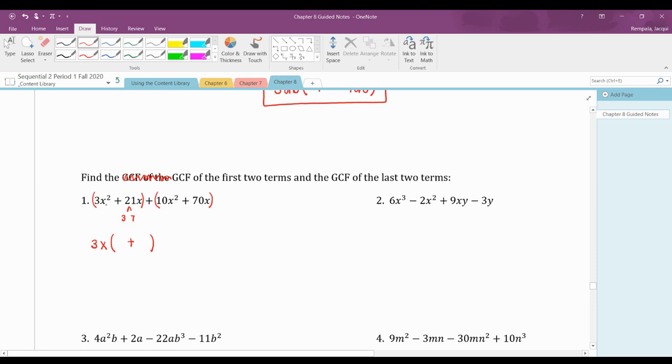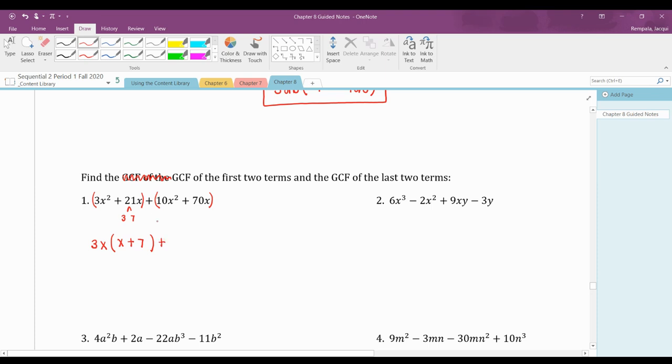So notice that with the first term, I took out that 3 and I took out one of the x's. It's going to leave me just with an x. In the second parenthesis, I took out the 3. That left me with a 7. And I also took out the x, so there's no more variable. All right, now I'm going to move on.